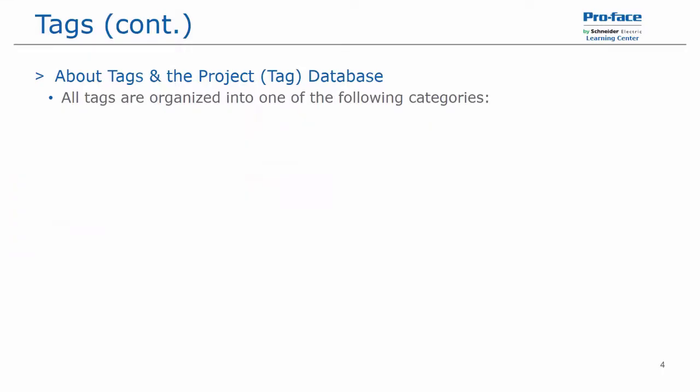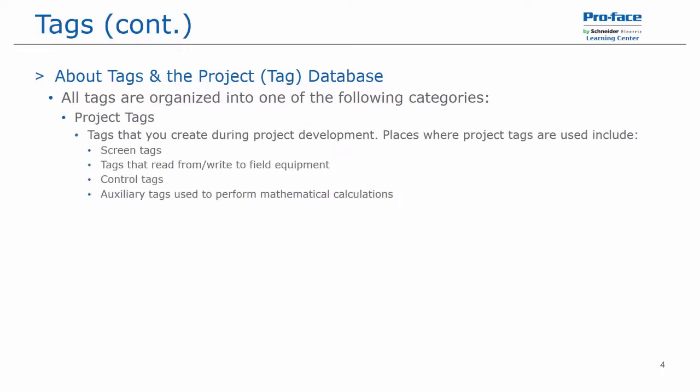All tags are organized into one of the following categories. There are project tags. These are the tags that a user will create during the application development. These tags include screen tags, tags used for device or PLC communication, control tags, meaning tags that will toggle scripting or the schedule or math worksheets, and auxiliary tags that are used to perform these calculations, meaning in the background tasks, anything that will store the data from a mathematical equation.